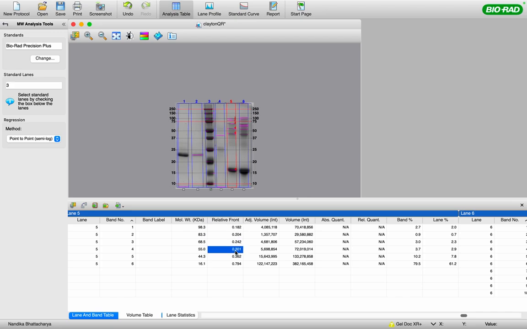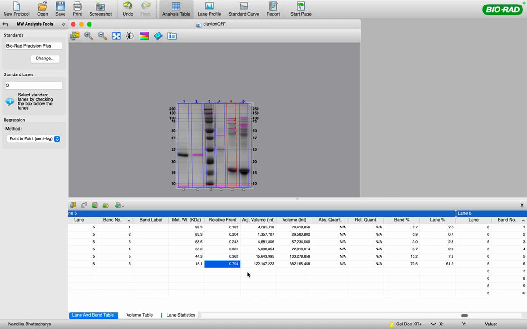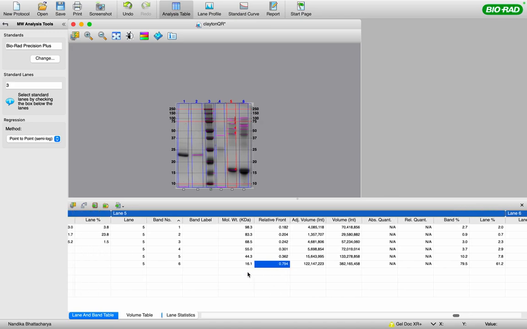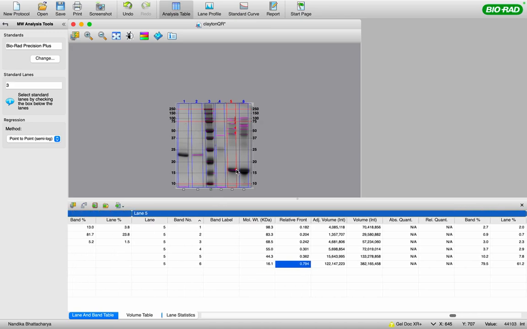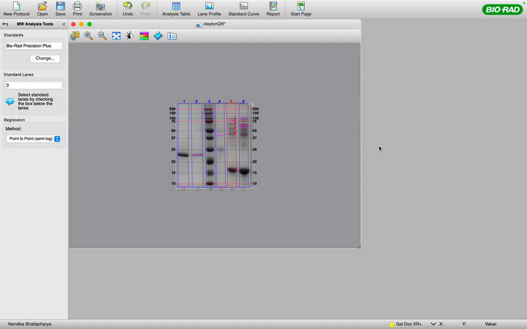Here you will see this value called relative front, which is the same migration that we were discussing in our previous example. So this is just the amount that this band has traveled divided by the full length of this gel. So this is how we can detect the molecular weight of any band using our reference band in this software. So this is giving us actually a more accurate representation than the method we were using earlier.